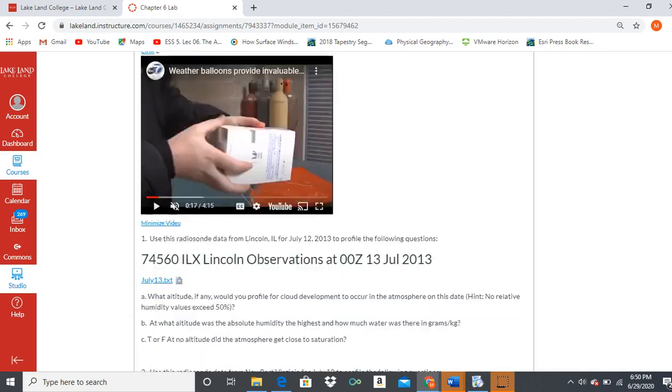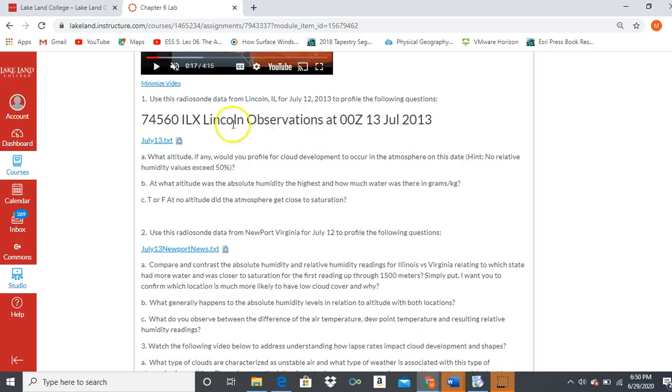For the lab, you're basically going to be comparing Lincoln, Illinois, and Newport News, Virginia. Newport News, Virginia is off the East Coast, and obviously Lincoln, Illinois is in the Midwest. And what you're going to be doing is comparing and contrasting radiosonde data on the same date and trying to understand why the weather is so potentially different in Lincoln, Illinois versus that of Newport News, Virginia. And these little text files here are the actual data you'll be using to answer the questions.